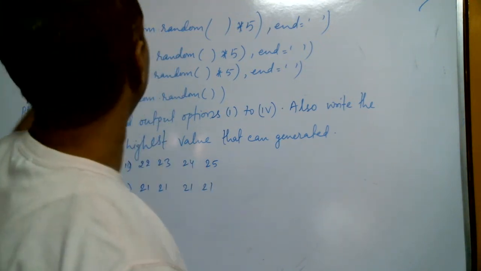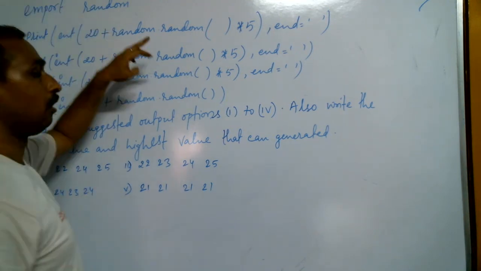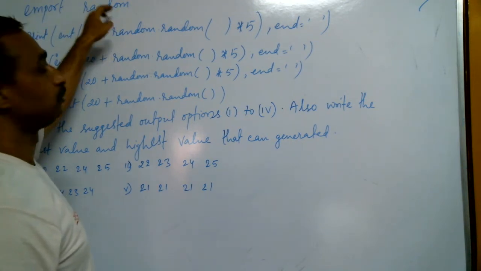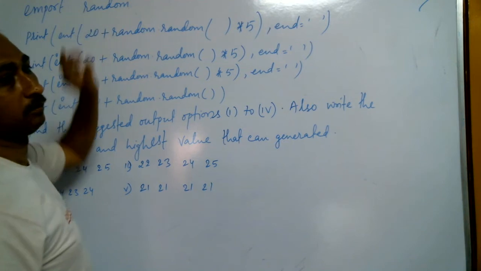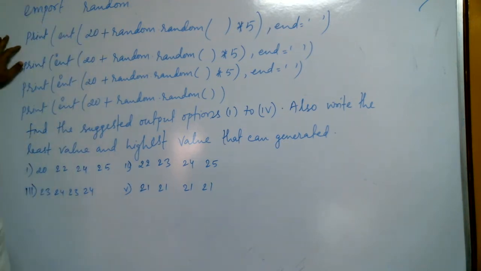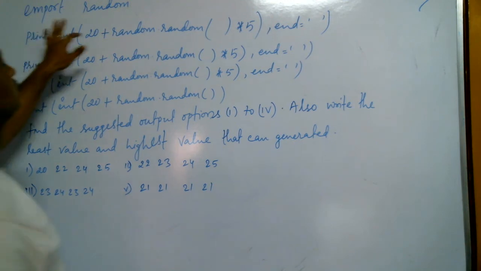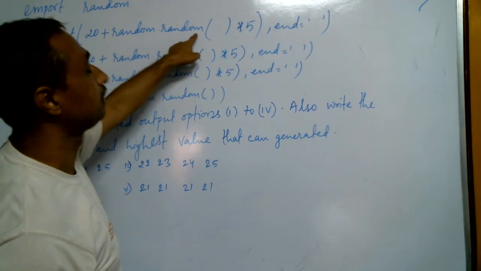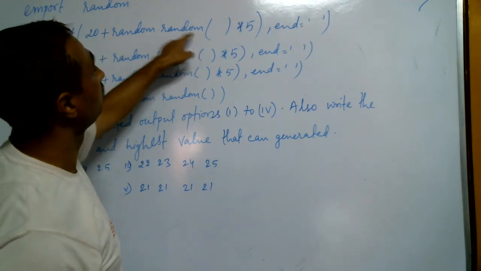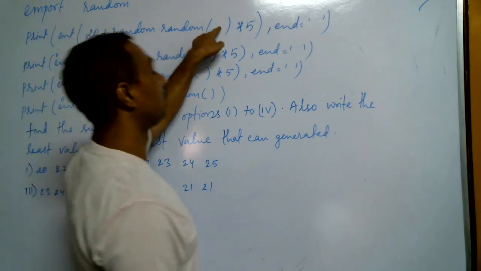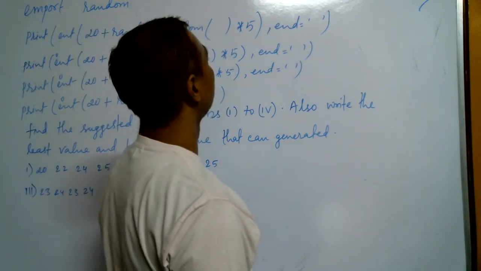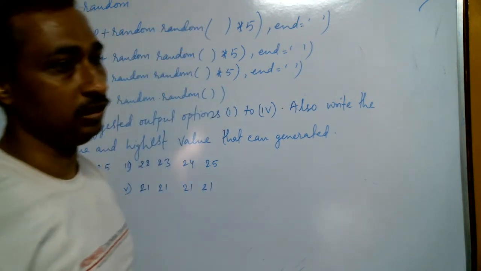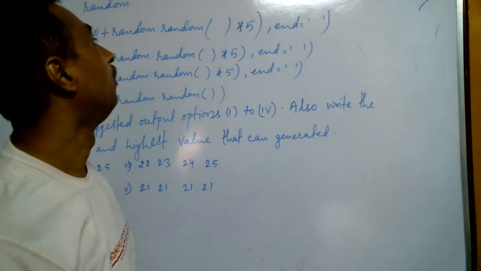So this is the question which I have written on the board. Import random. This statement will import the random module in our program. After that, we have written print int(20 + random.random()). This random is the module and this random is the function which is getting called from the random module, which does not have an argument. That means this function is going to return a floating value between 0.0 to 1.0.